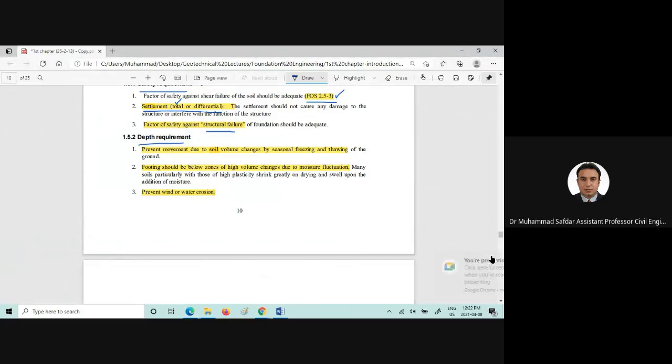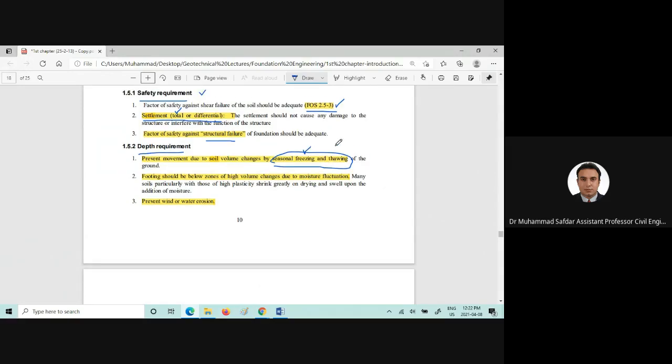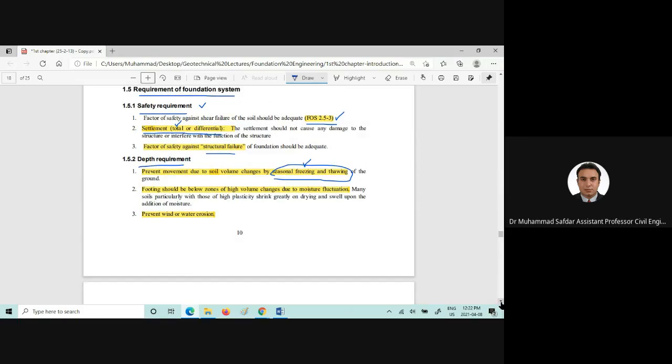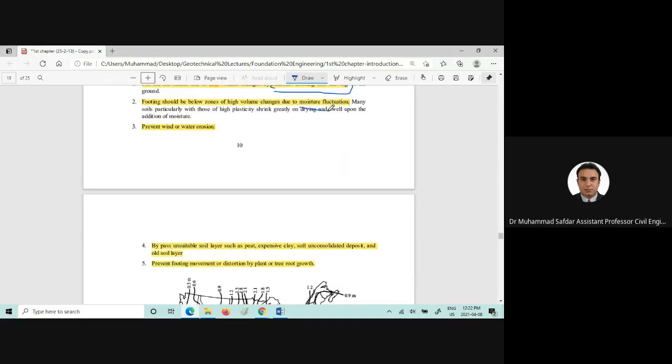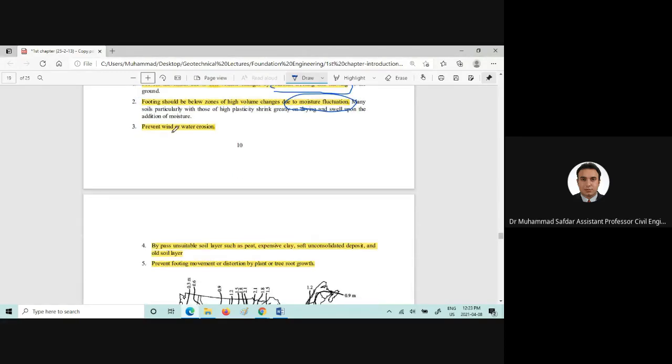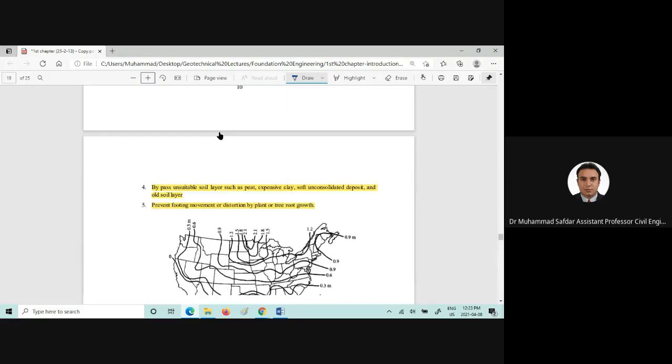So we need to provide a certain depth so that we can avoid the seasonal freezing and thawing. Freezing is known as just for the northern areas, I would say. Thawing is known as heating up of the soil. Now the moisture fluctuation, as we discussed, should be avoided, and that's why certain depth requirements are provided in the codes. Here we need to provide a depth to the foundation to avoid the erosion, and we need to go for the water and even the wind erosion as well.